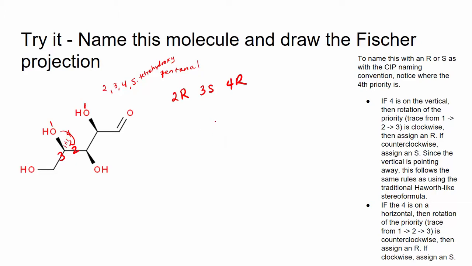Now to draw the Fisher orientation, I'm going to put that aldehyde up high and draw my carbon chain. Now I have 1, 2, 3 asymmetric centers, so I'm going to have 1, 2, 3, and then the rest of the molecule here. So the question becomes, which side do these OHs end up on?